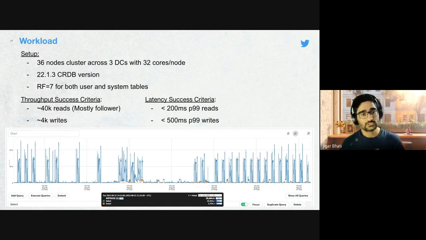In terms of throughput success criteria, we have 40K reads, and mostly all of them are follower reads. A very small percentage is strong reads. And even in reads, approximately 90% are point reads, and approximately 10% are scans with a batch of 50. We wanted to achieve less than 200 millisecond P99 read latency here. And for writes, we have approximately 4K writes. Again, 98% is single row writes, and 2% is batch with a set of 50. We wanted to achieve less than 500 millisecond P99 writes, and all writes have global strong consistency across data centers.